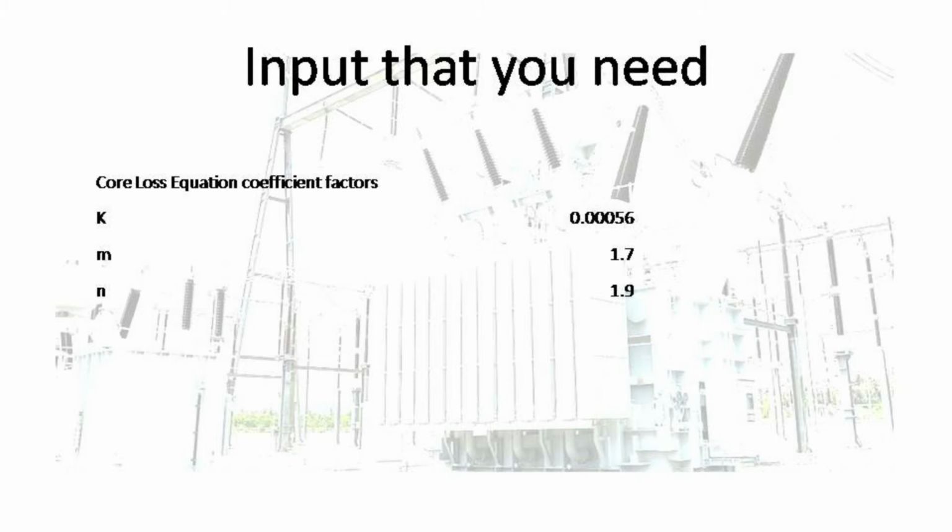Now the last three values that you need, again, these are all make-believe values, are the core loss equation coefficient factors. And they are the capital K, M, and N. Now K in this case would be 0.00056, M would be 1.7, and N would be 1.9. Now these factors actually differ with the core material as well as the type of core that you choose. And the values I'm using right now are fake values. I'm not using any real values in this case because I'm just trying to teach you how these calculations work.